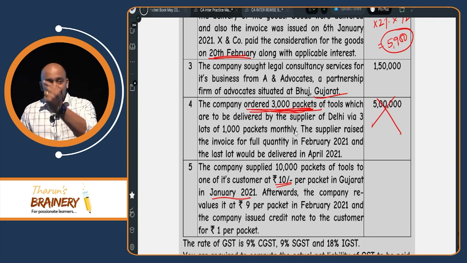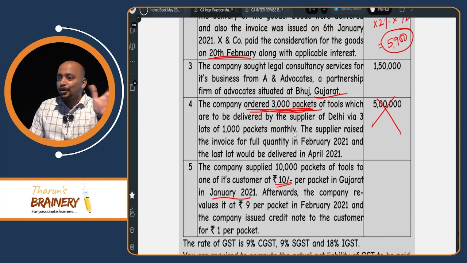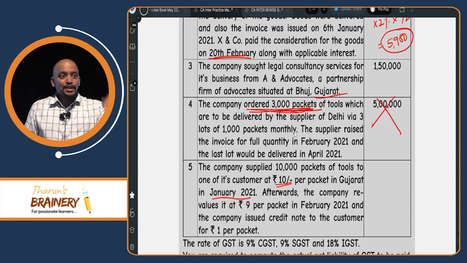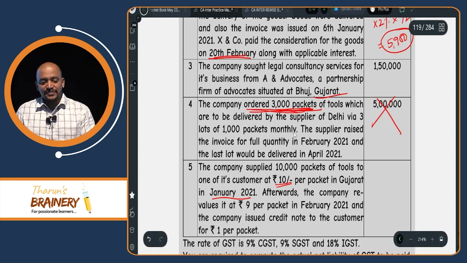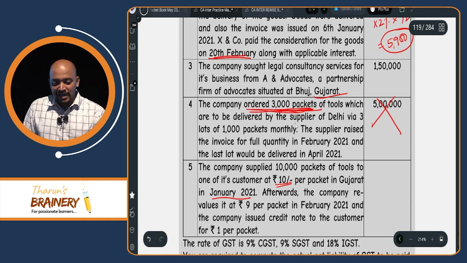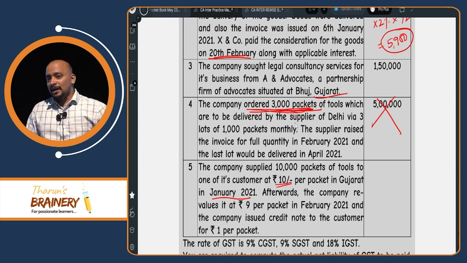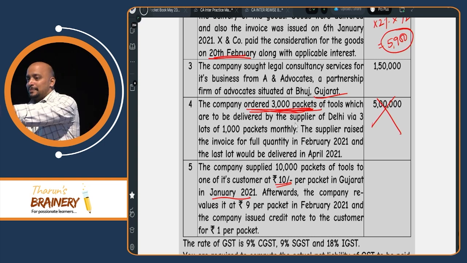But in statement 3 we need to write that. Not taking ITC does not mean we can ignore it; we have to write it in the answer. So what will we write? ITC can be availed only on receipt of last lot. In the present case we are receiving only a few lots in the month of February. The full lot is received in April. So ITC can be availed in April but not in February. So the amount column will be 0.